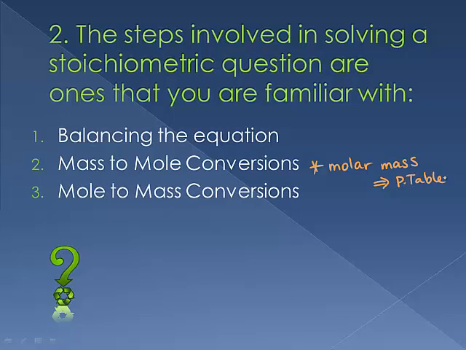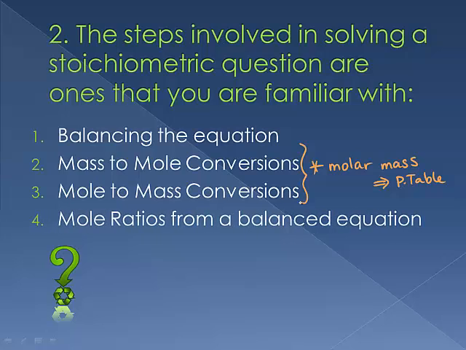We also have to be able to go from moles to mass, so the opposite way around. That's again using your molar mass from the periodic table. And we want to be able to compare moles of one thing to moles of another. That's coming from our balanced chemical equation.